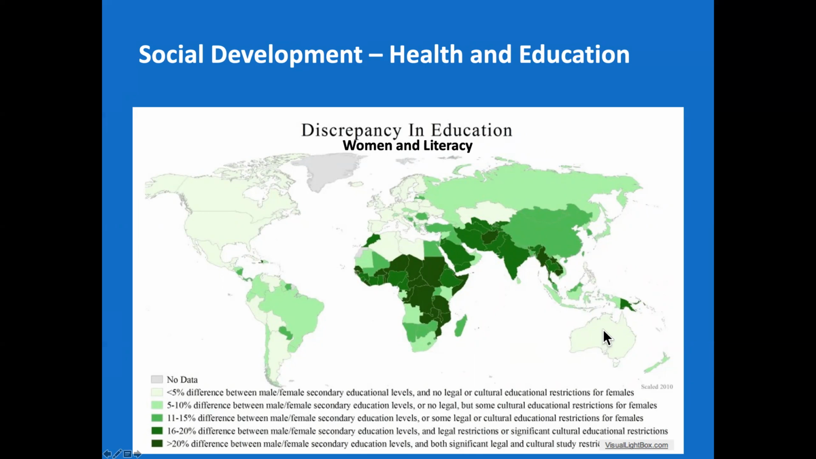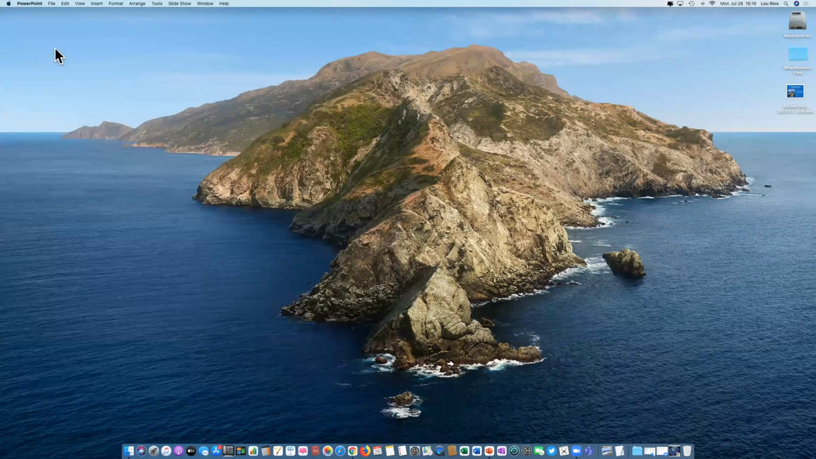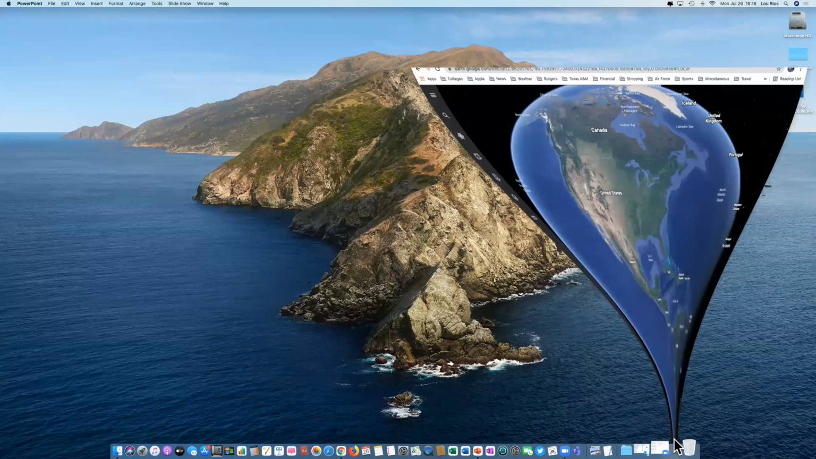The idea of women and education honestly tells you a lot about the development level of a country. It's just the way it is. It works out really, really well. So that's the presentation. So I'm going to go ahead and close this and open this.